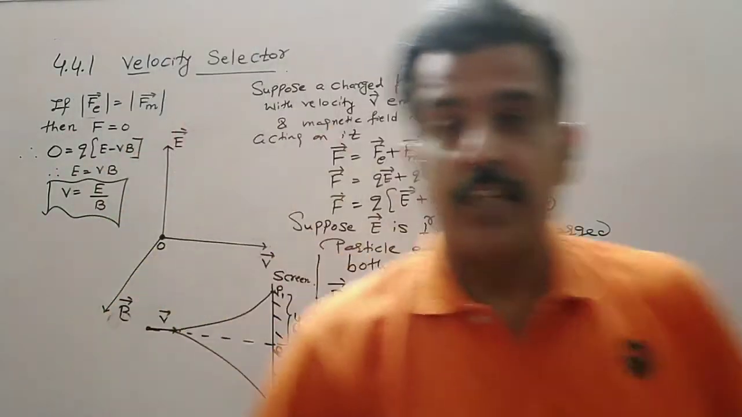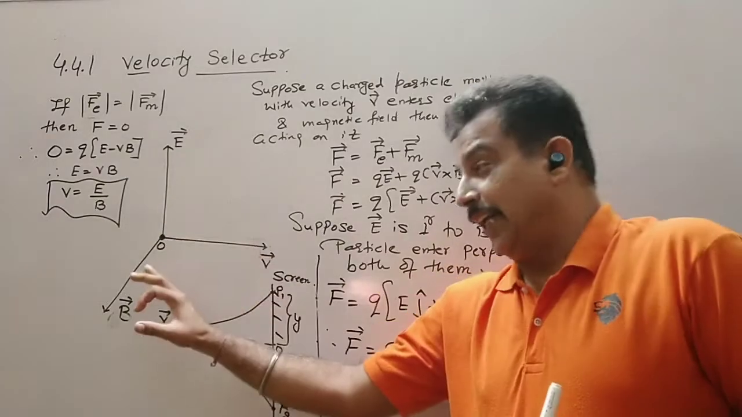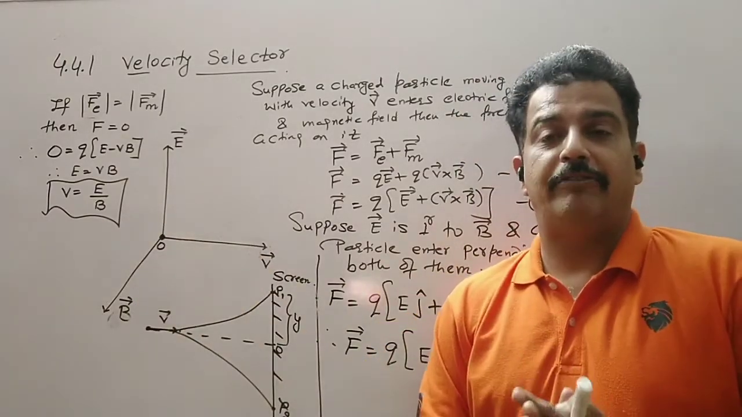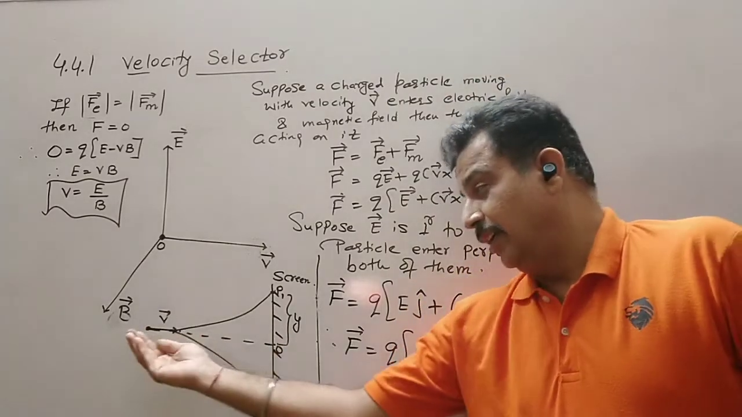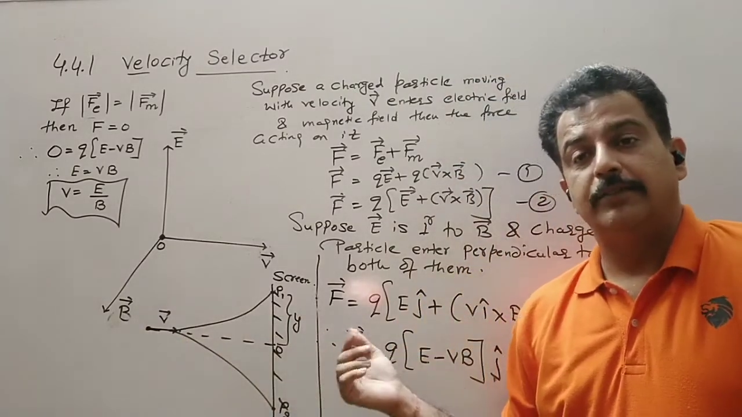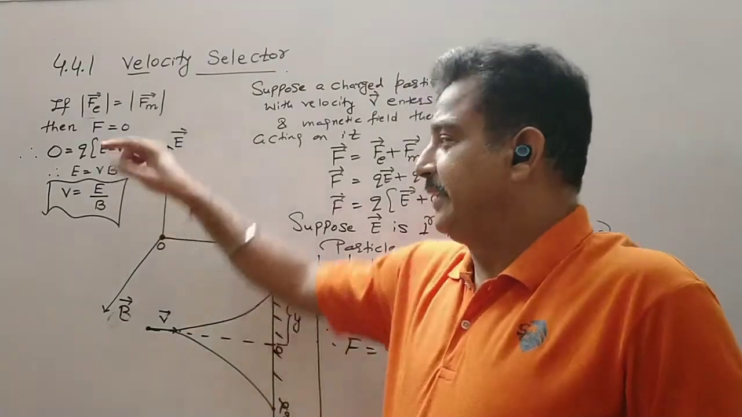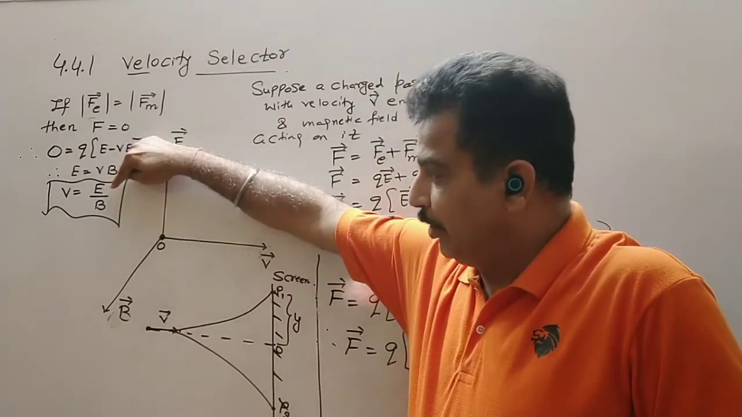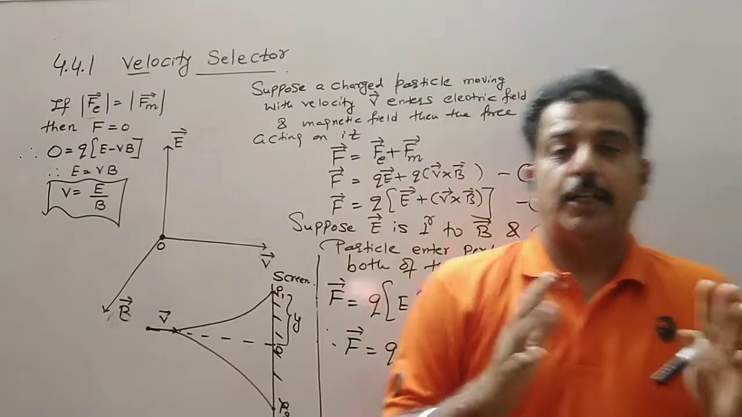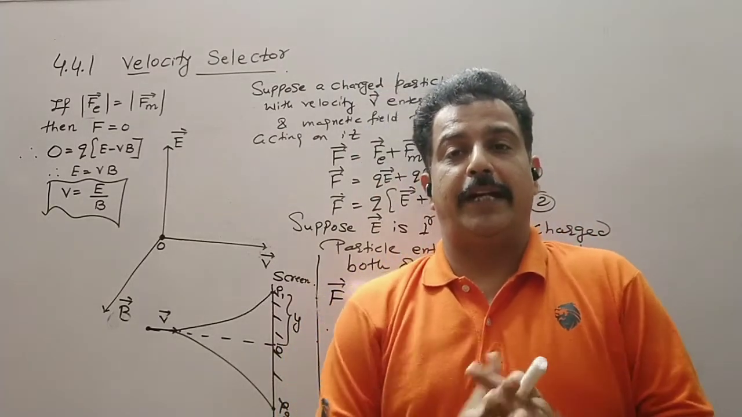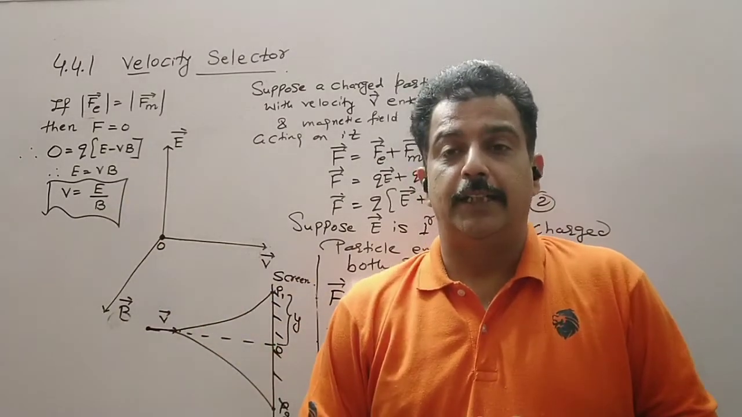Now if any charged particle moves in the presence of electric and magnetic fields, and if it remains undeviated from its original path, striking the screen along a straight line, then to determine its speed we simply take the ratio of the magnitude of the electric field intensity and the magnetic field intensity. So the ratio of the electric field intensity and the magnetic field intensity, that is the magnitude only, will give you the speed of that particle.